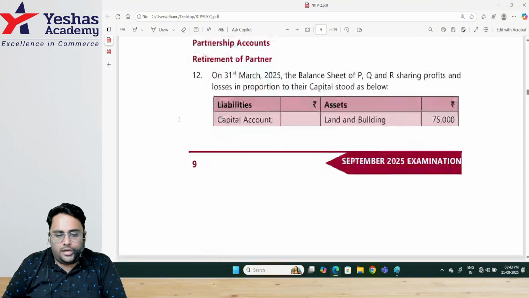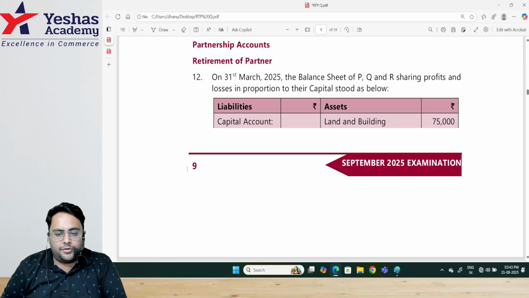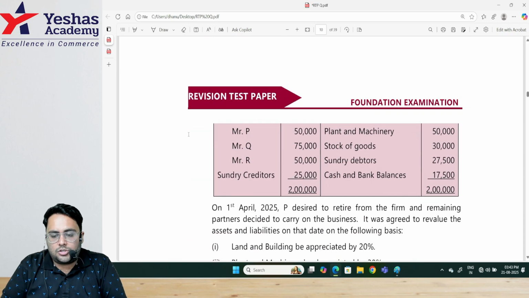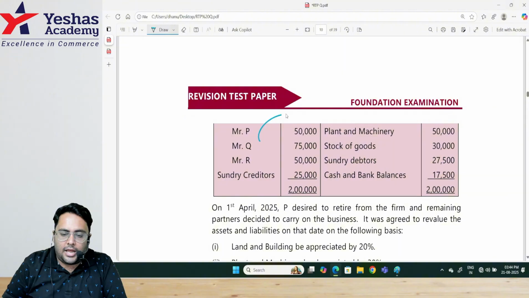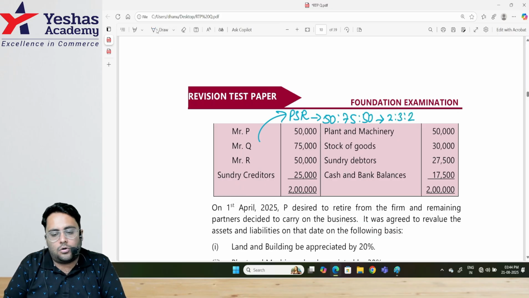Okay. Continue ahead. Retirement of a partner. On 31st March, balance sheet of PQR showing profits and losses in proportion to capital stood as follows. Land and building, plant and machinery, stock of goods, debtors, cash and bank. Capital of PQR, sundry creditors. Can you give me the profit sharing ratio? 50, 75, 50. Check your 50 is to 75 is to 50. 2 is to 3 is to 2. That is your profit sharing ratio.